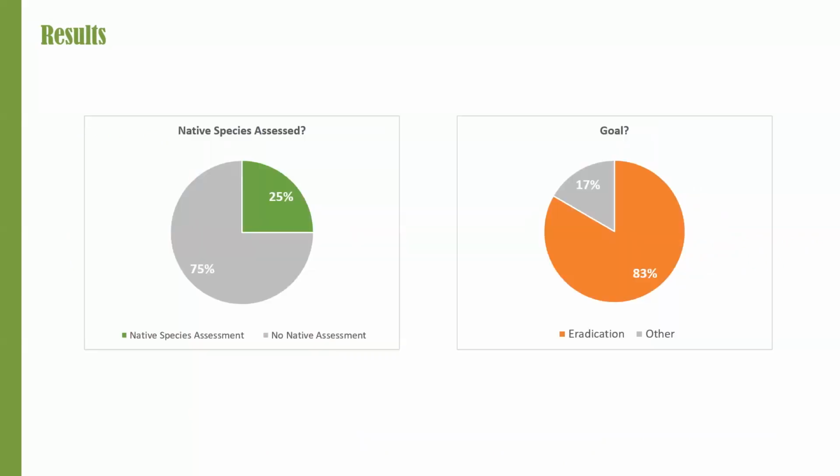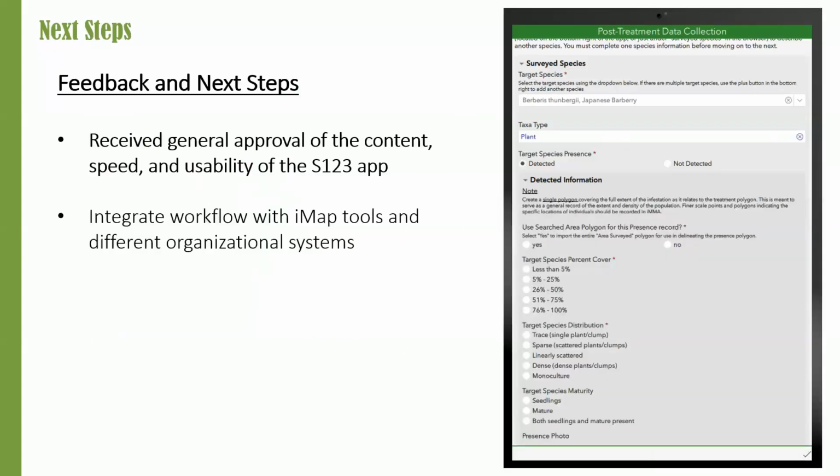And then just a couple other notes that I found interesting. We gave the option for native species assessment. Only about 25% of the records took that into account. And then with the goals, about 83% of folks have eradication as the stated goal. So just things to consider.